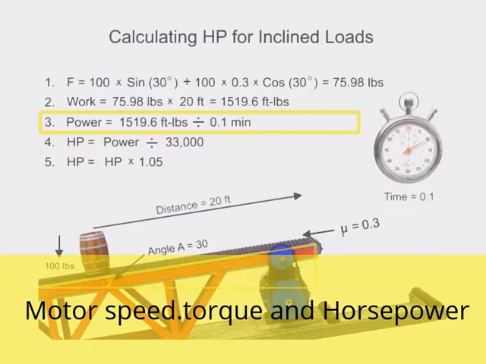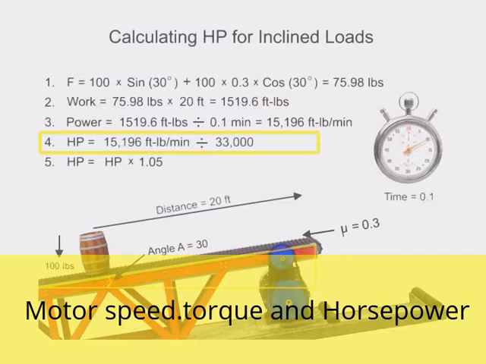The power is equal to 15,196 foot-pounds per minute. Then convert to horsepower by dividing the result by 33,000. This yields a result of 0.46 horsepower. Finally, add 5% to compensate for estimated friction losses in the motor or cylinder. The final result is 0.48 horsepower.